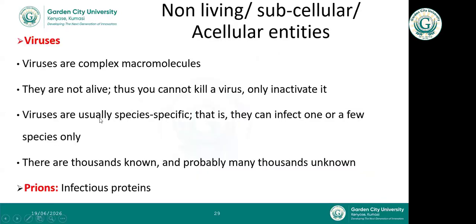So we can have viruses being species specific. Some of them can infect animals and humans, so we can have a switch from these animals and then they infect humans. Some of them will infect only plants, some only animals, some only humans. That's what we mean by they are species specific. And there are several viruses, thousands of them, but we keep researching to see the emerging ones and the ones that are changing over time.